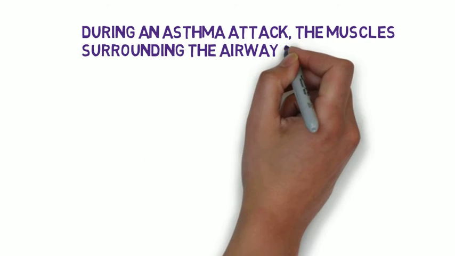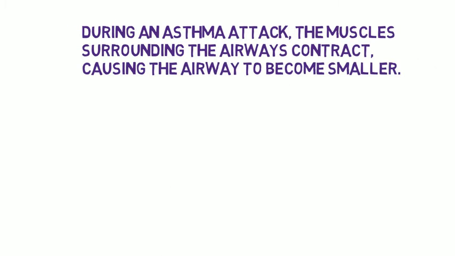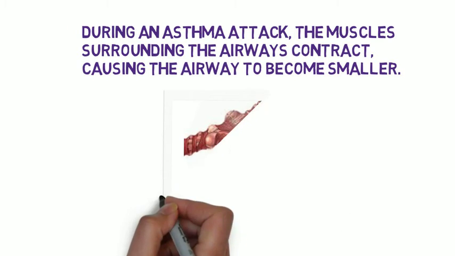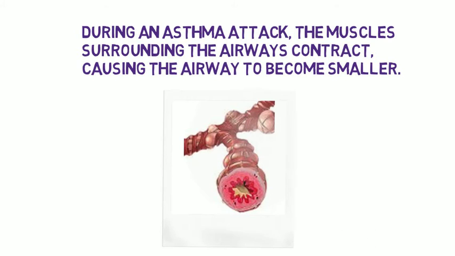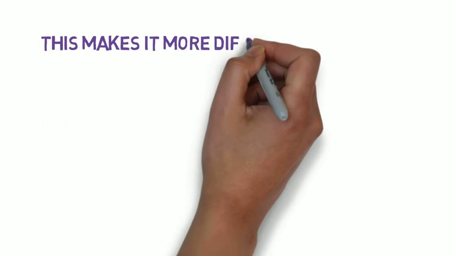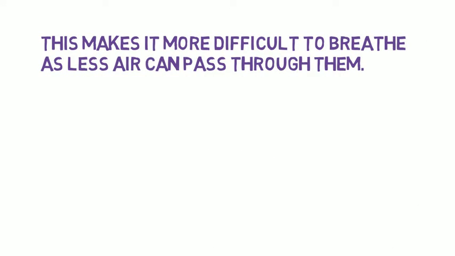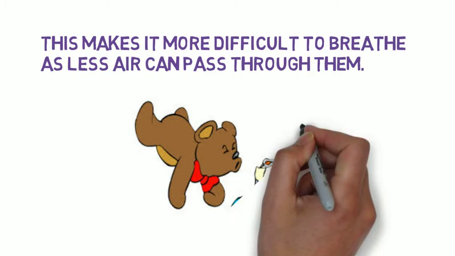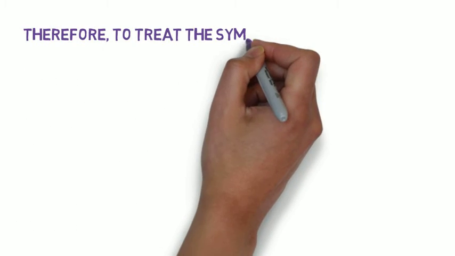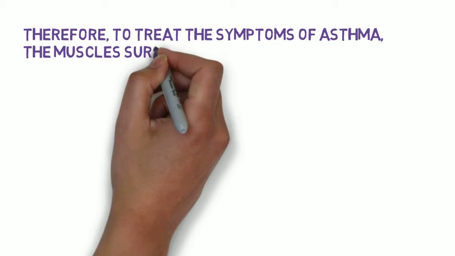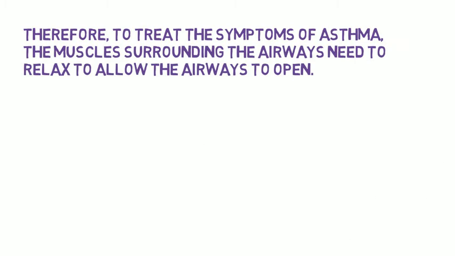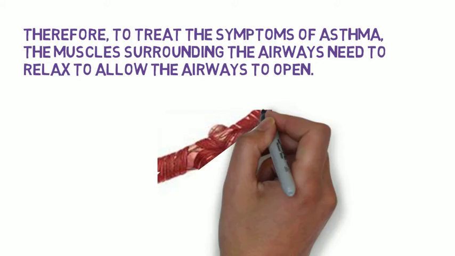During an asthma attack, the muscles surrounding the airways contract, causing the airway to become smaller. This makes it more difficult to breathe as less air can pass through them. Therefore, to treat the symptoms of asthma, the muscles surrounding the airways need to relax to allow the airways to open.